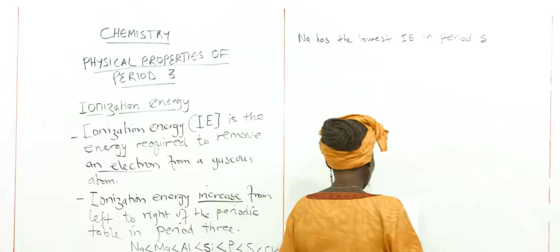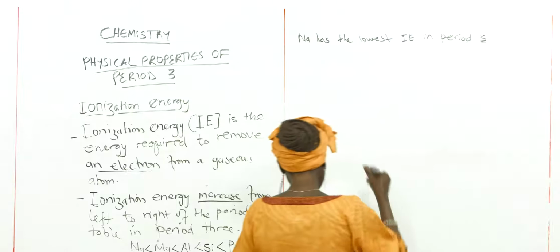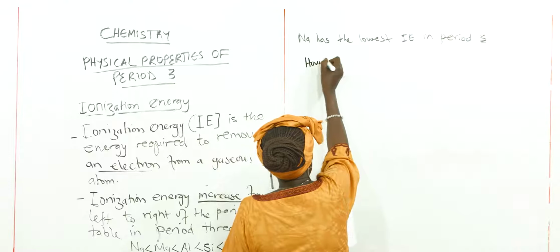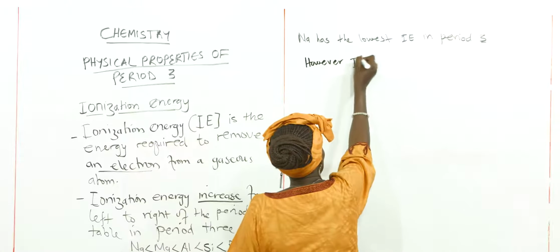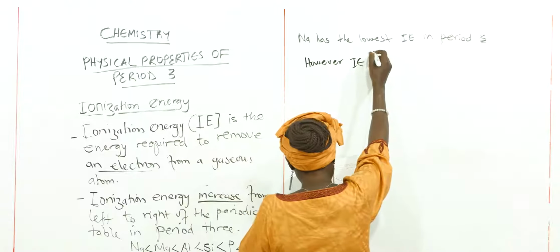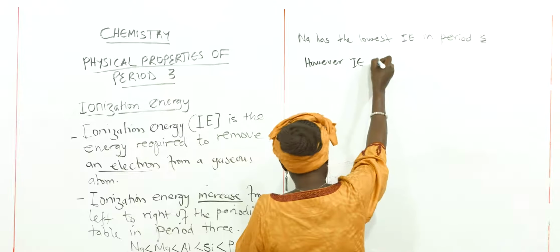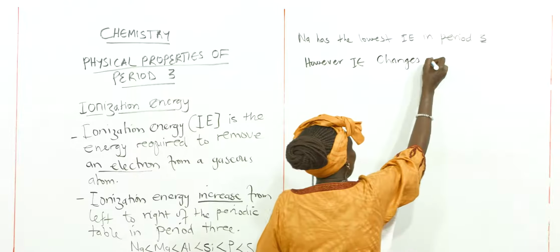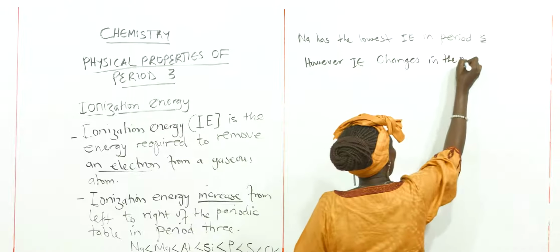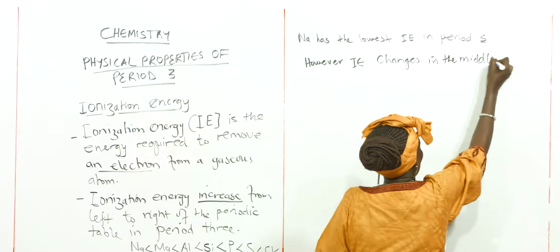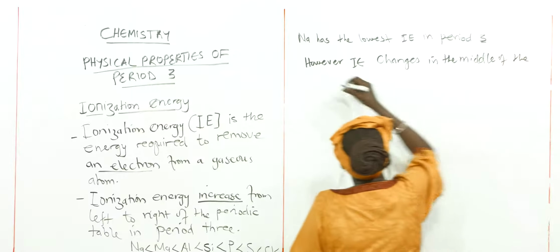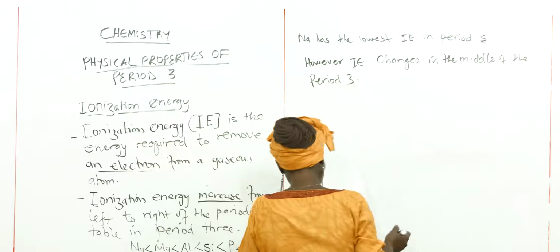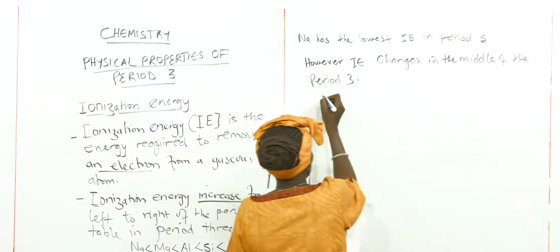So we need to remember here that ionization energy, however, changes in the middle of the period 3.